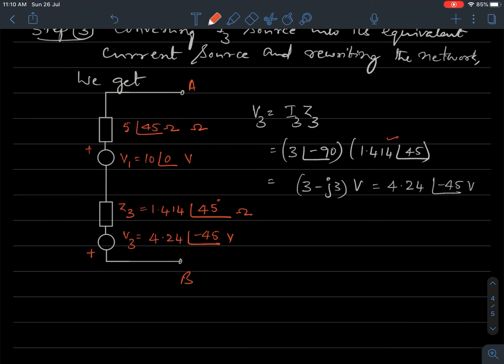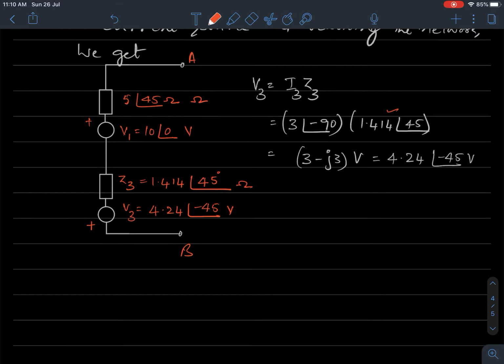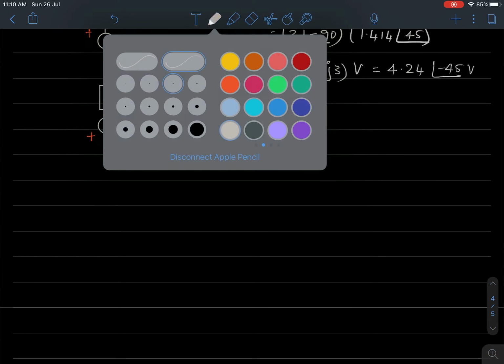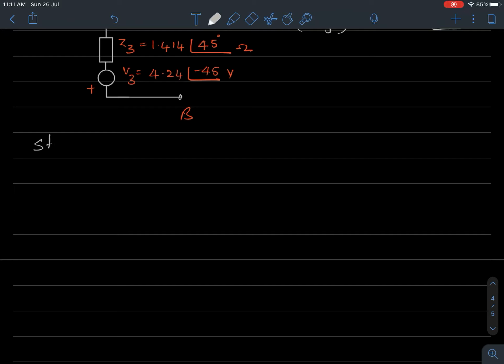Now we are able to get the given network as a series combination of two voltage sources. It is simple enough. All we have to do is add these two sources, taking polarity into consideration. How do we exactly do that? Now the next step is simple. What does the next step state?